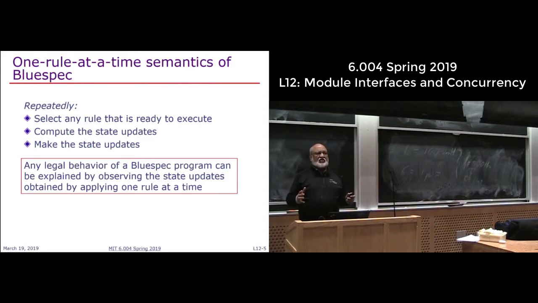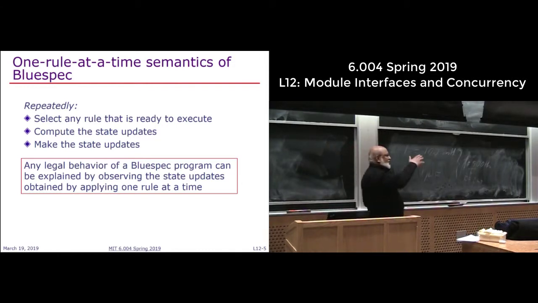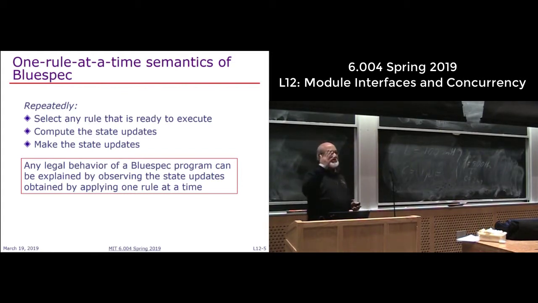Is this high-level point clear to everyone? One rule at a time semantics. One rule at a time defines what is the meaning of a program. Not in any specific order, any order. So there may be many possibilities there.